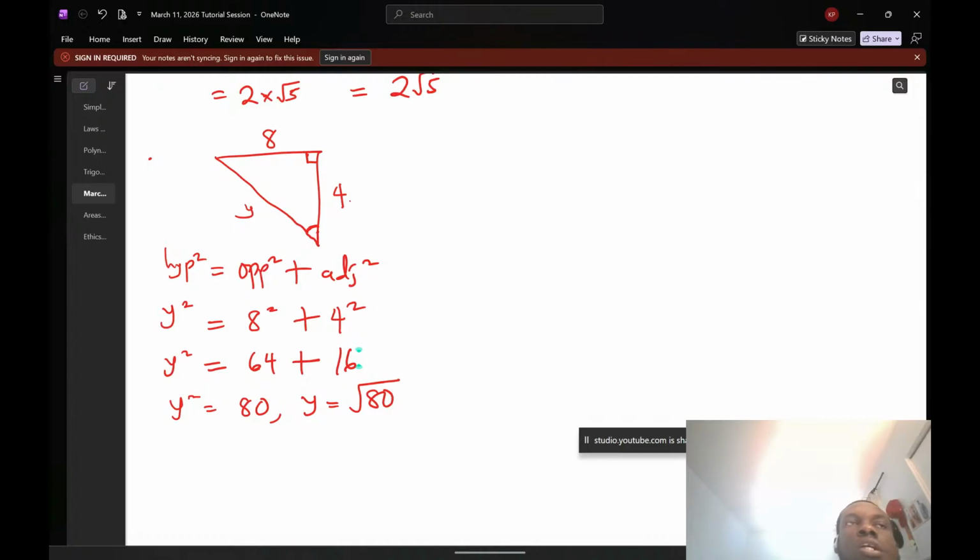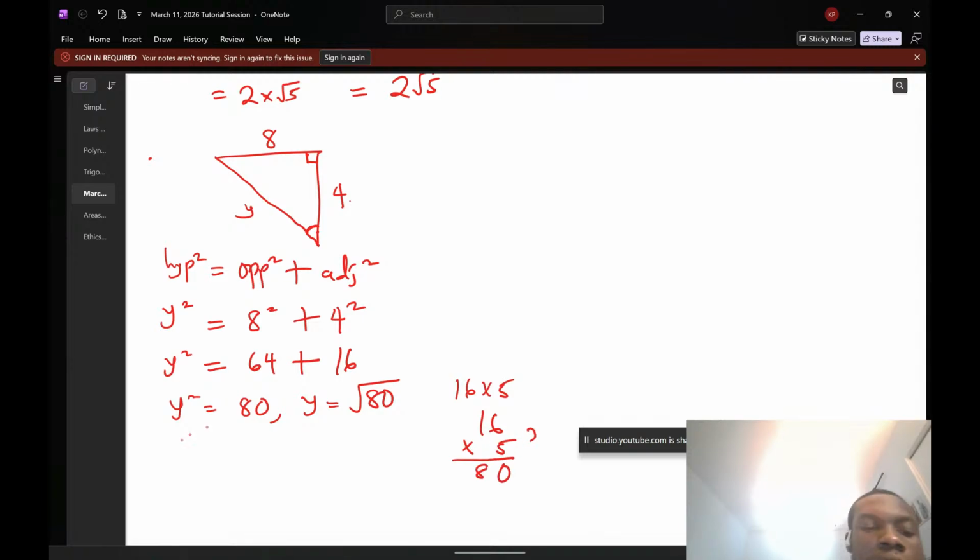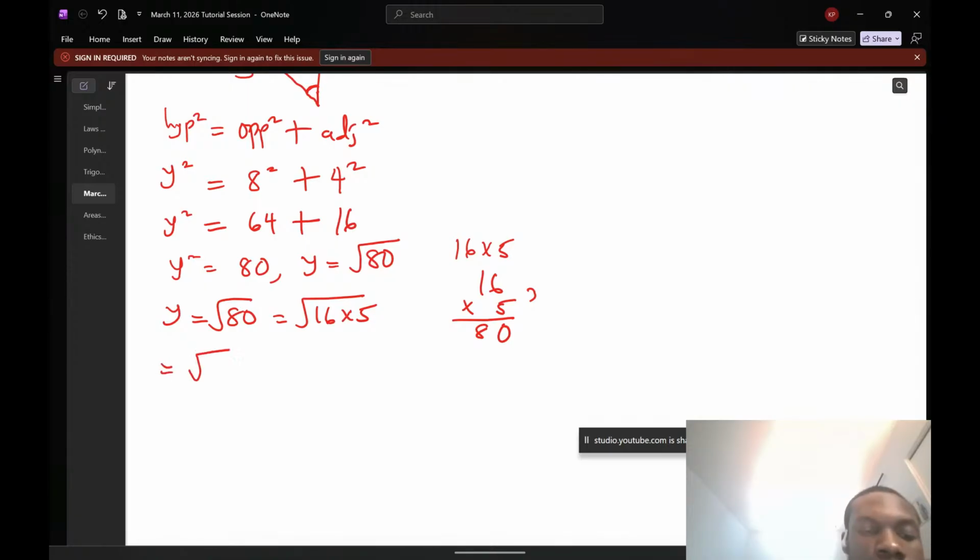So if we want to find the square root of 80, we can do 16 times 5. 16 times 5 should give us 80. Let me confirm that. 6 times 5 is 30, right? 0, keep 3. 5 times 1 is 5 plus 3 is 8. Okay. So now I want to break it down in surd form. So y is equal to root 80, right? So now we can write it as root 16 times 5. Okay, so let's split it. So that's root 16 times root 5. The square root of 16 is 4. 5 does not have a perfect square root. So we will write it as 4 root 5 in surd form.